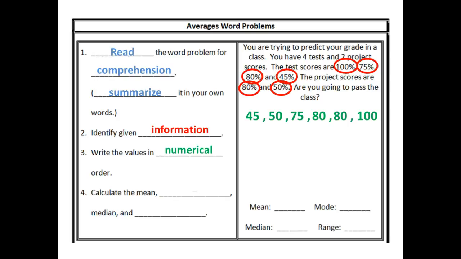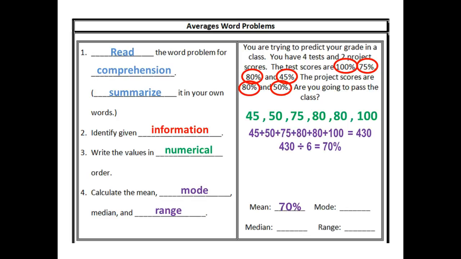Now I need to calculate the mean, the mode, the median, and the range. To find the mean, I add everything up. You get a total sum of 430. There's 2, 4, 6 total values, so I'm going to divide it by 6 to get 70%. Remember, this is a word problem, so I need to give my answer in units.